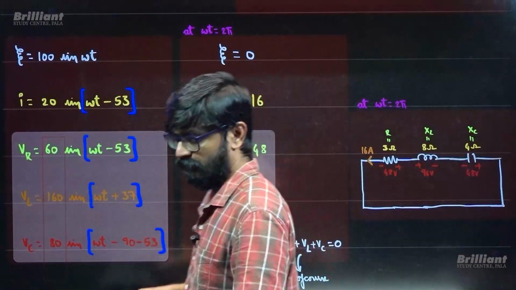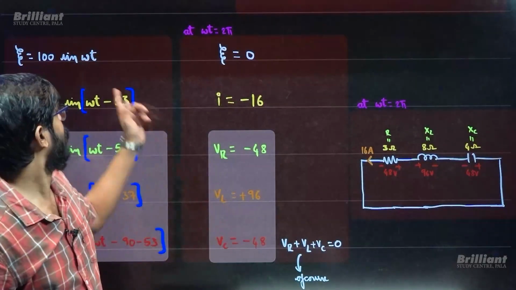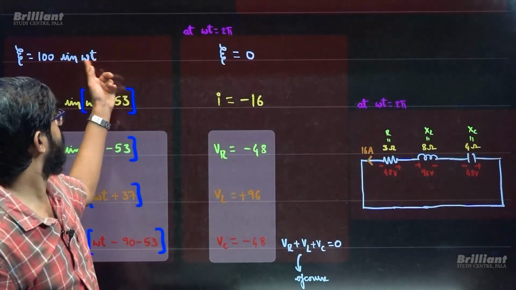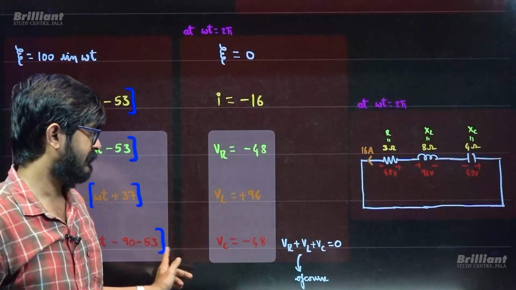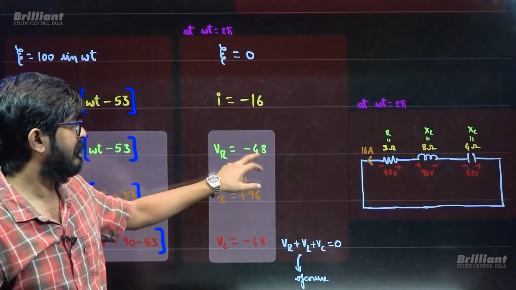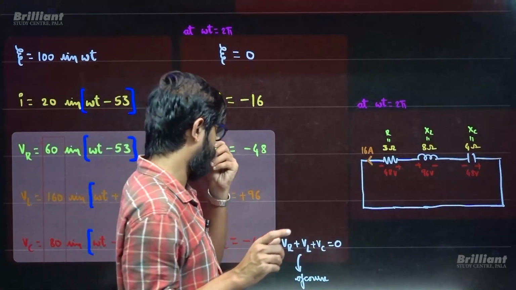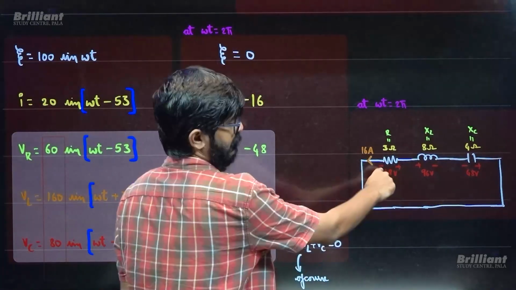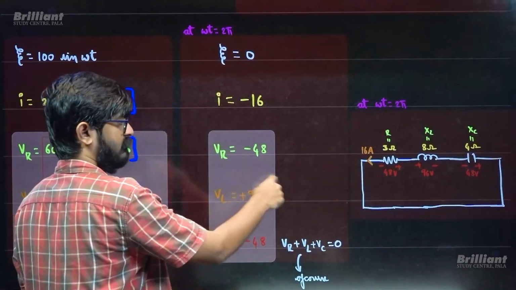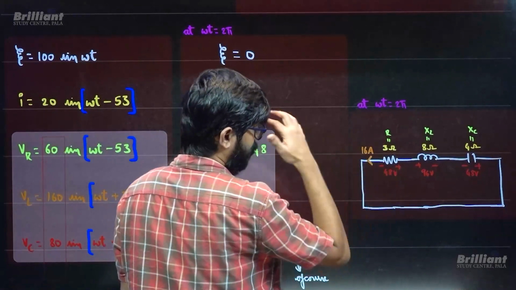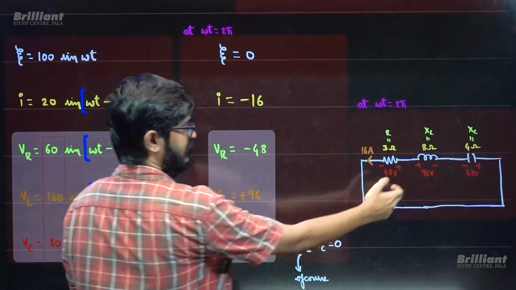Right. So I was just showing you what will happen when omega t is 2 pi. When omega t is 2 pi, this one will be 0, this one will be minus 16, minus 48, plus 96, minus 48. What does it mean by minus 48? While writing the loop equation, we have taken higher potential here, lower potential here, but we are getting the opposite thing. So basically this will be lower potential, this will be higher potential. Now similarly you can understand the remaining also.